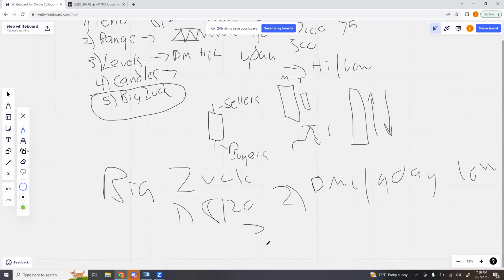Okay, 3, we identified our levels, right? Same part of it right here, right? Levels and range are exactly the same. Okay, so we're just going to draw an arrow up here.